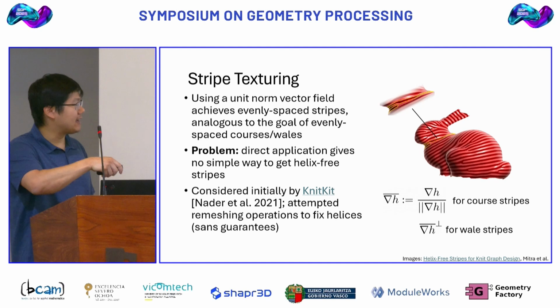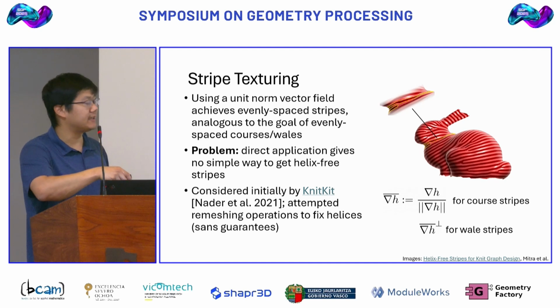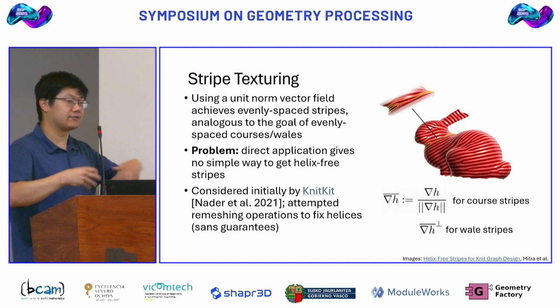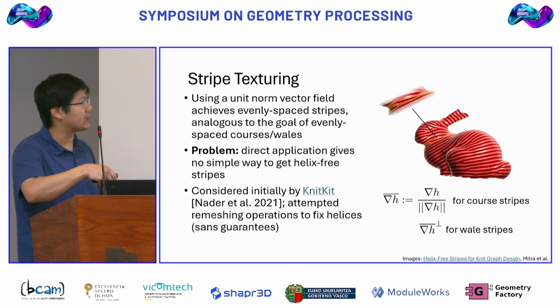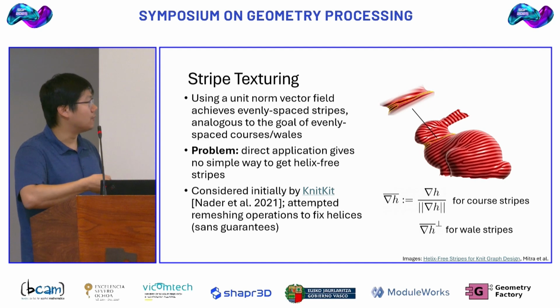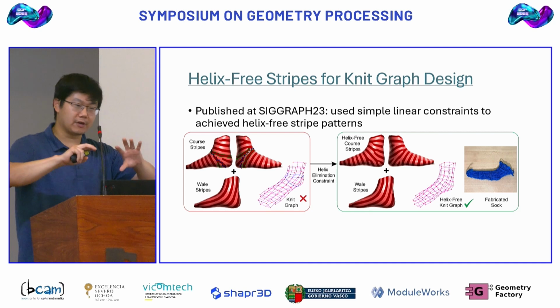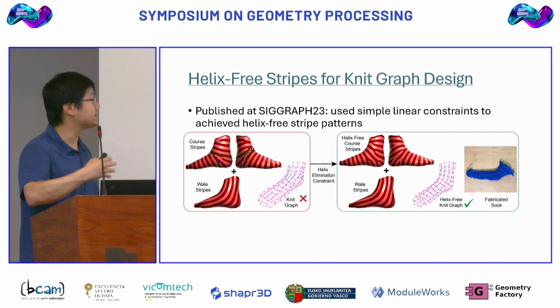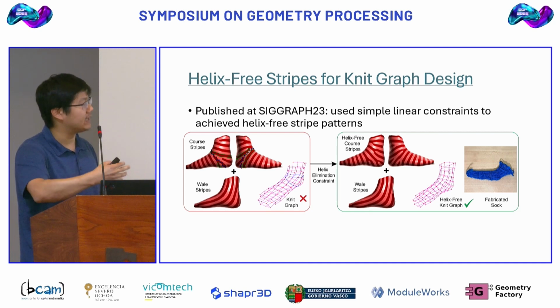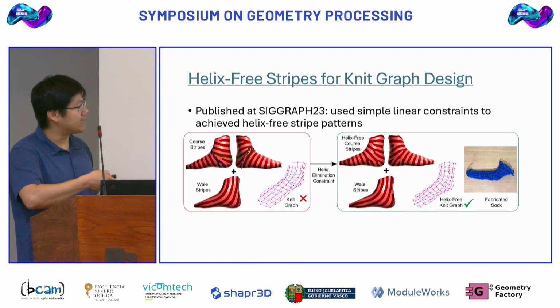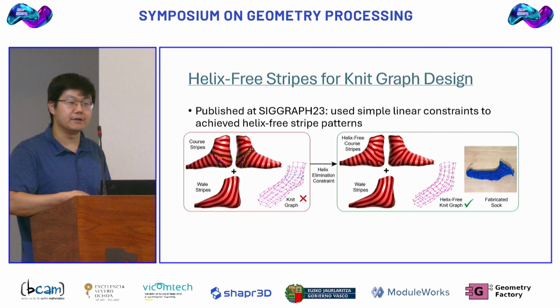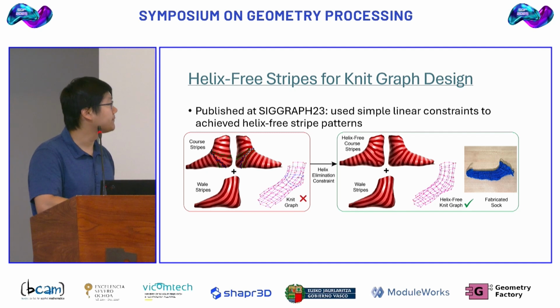I do want to call out here that this was considered first in a 2021 work, KnitKit, and they attempted to fix things afterwards via remeshing operations. And it didn't come with guarantees. So our approach generally has tried to work within the framework of spinning forms and impose this helix-free condition as a hard constraint with guarantees. And we found in this setting that you can use simple linear constraints to do this, actually.